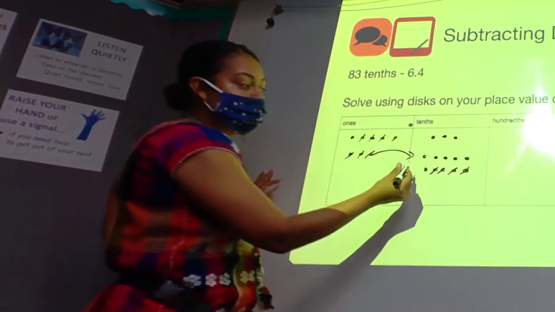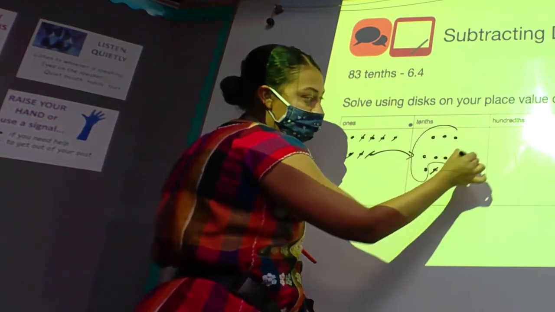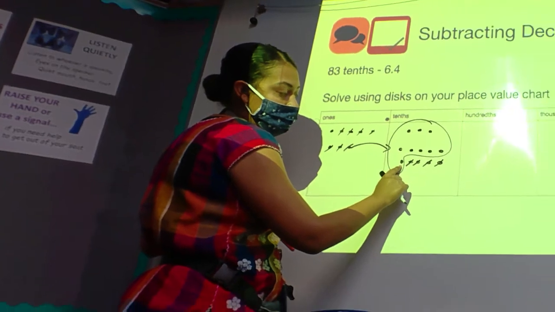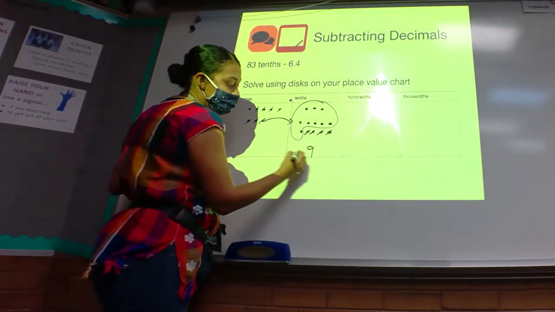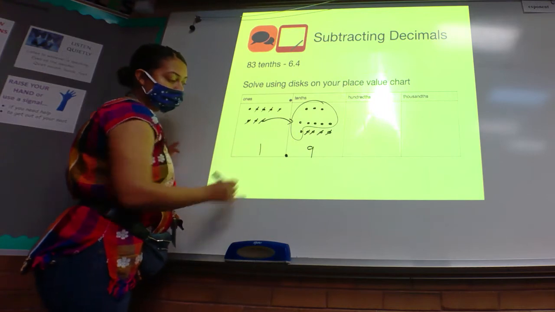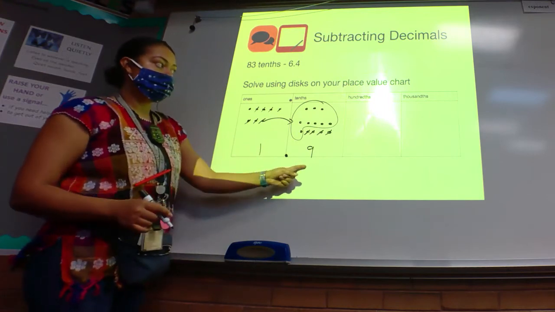Okay, now what do we have left over? So we have 8, 10, 1, 2, 3, 4, 5, 6, 7, 8, 9. 9 tenths. 9 in the tenths. How many ones? 1. So we have 1 and 9 tenths.